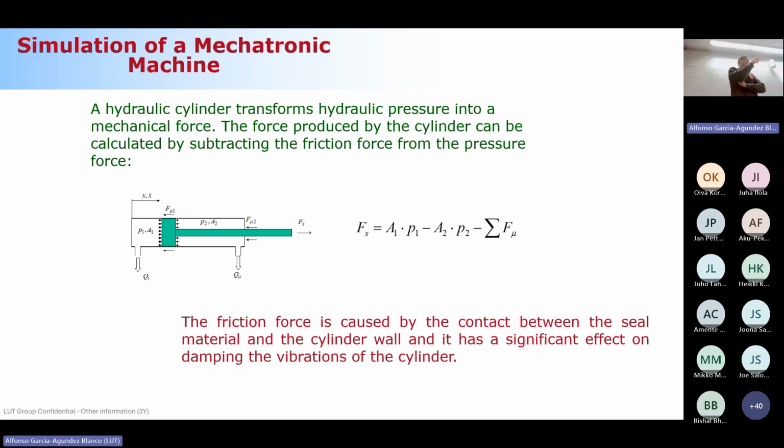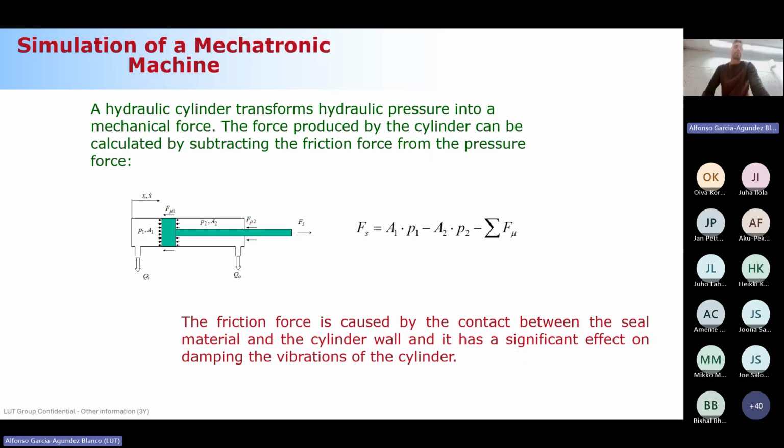It's a circular crown, right? So basically you have an external and an internal diameter here, and it's a circular crown, exactly like a ring. Perfect. So you would have here A1, A2, and this F mu represents the friction force, okay? This friction force comes because of the contact between the fluid and the walls, not only the fluid, but also the piston walls with the chamber walls, okay? So basically what you can read here, seal material and the cylinder wall cause this friction force, okay?